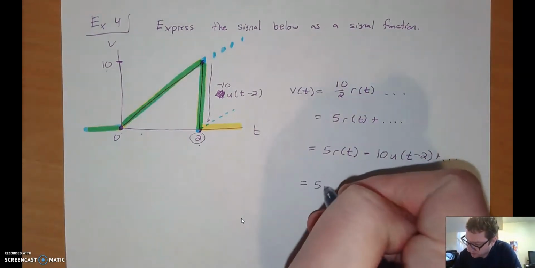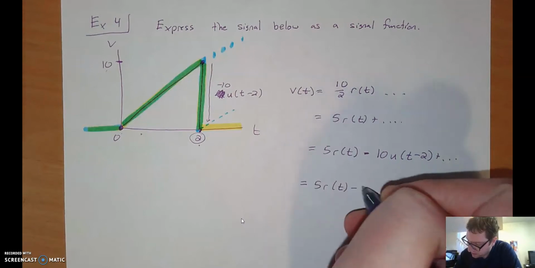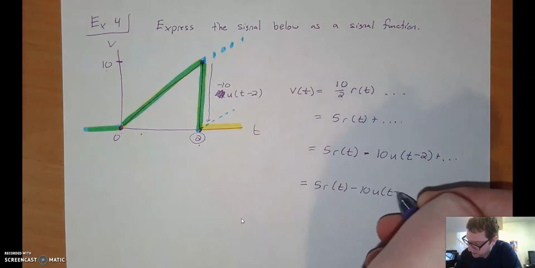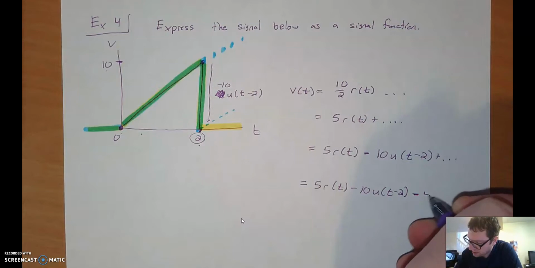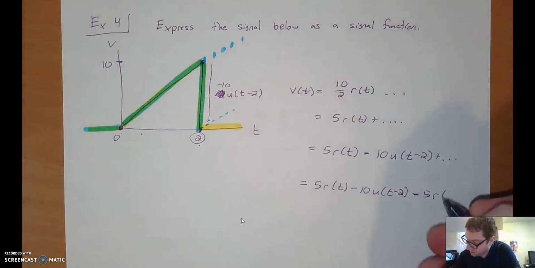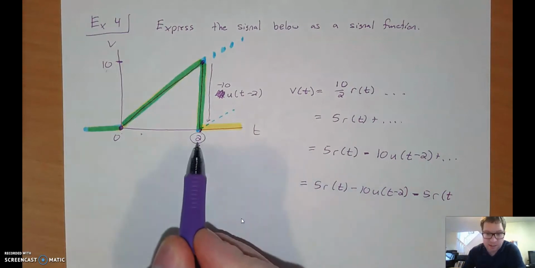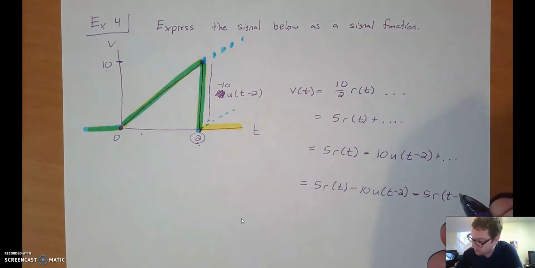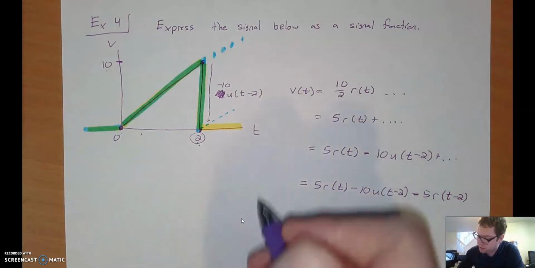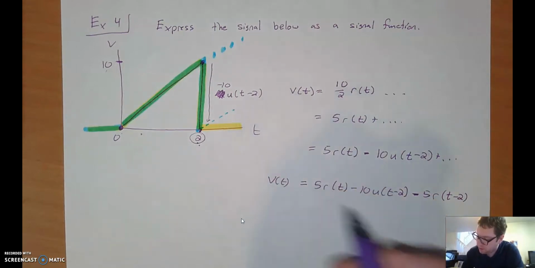So we have 5r of t minus 10 u of t minus 2. And then we need to subtract a 5r of t. But we don't want this one to start at 0, we want this one to start at 2. So t minus 2 on that one. And so this would be your function.